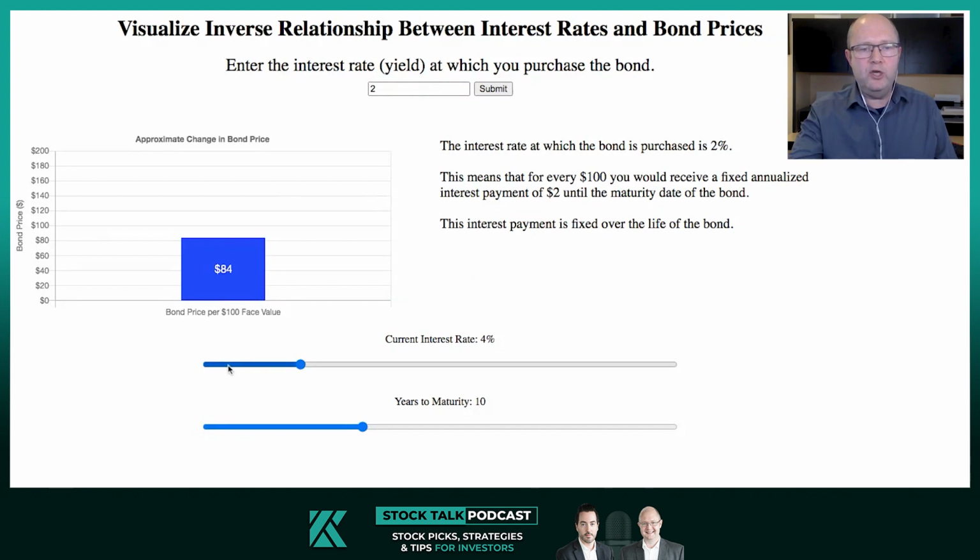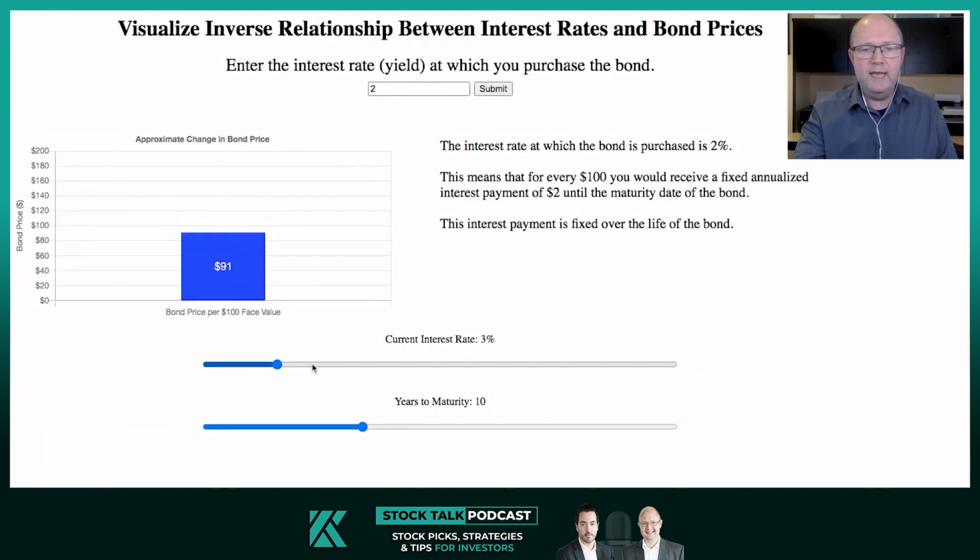Now, the opposite could be true. What if interest rates declined to 1%? Then all of a sudden you're doing great, because if you want to sell your bond that pays $2 annualized per $100 face value, you're now competing against bonds that are only paying $1 in interest payments annualized. So you're going to get a premium on that bond. When interest rates decline, your bond looks better relative to the new bonds being issued, so your bond is going to trade at a premium.